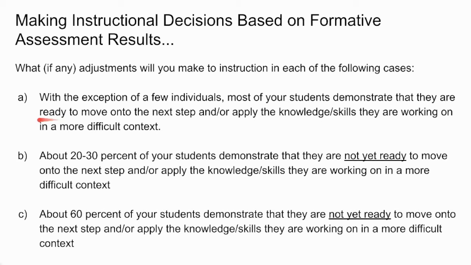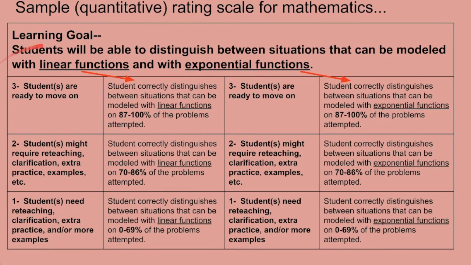Or what if we find out after doing practice that about 20 to 30% of our students demonstrate they're not yet ready to move on? What adjustments could we make to instruction? We also need to consider cases when about 60% or more of our students demonstrate that they're not yet ready to move on. Do we pause and provide reteaching, clarification, extra examples, and practice? Or do we differentiate instruction in a way that allows those who are struggling to receive extra practice and those who are ready to move on to continue their learning task? That's why it's important to develop not only a rating scale for the learning goal, but also a plan to help better meet the need of individual students.